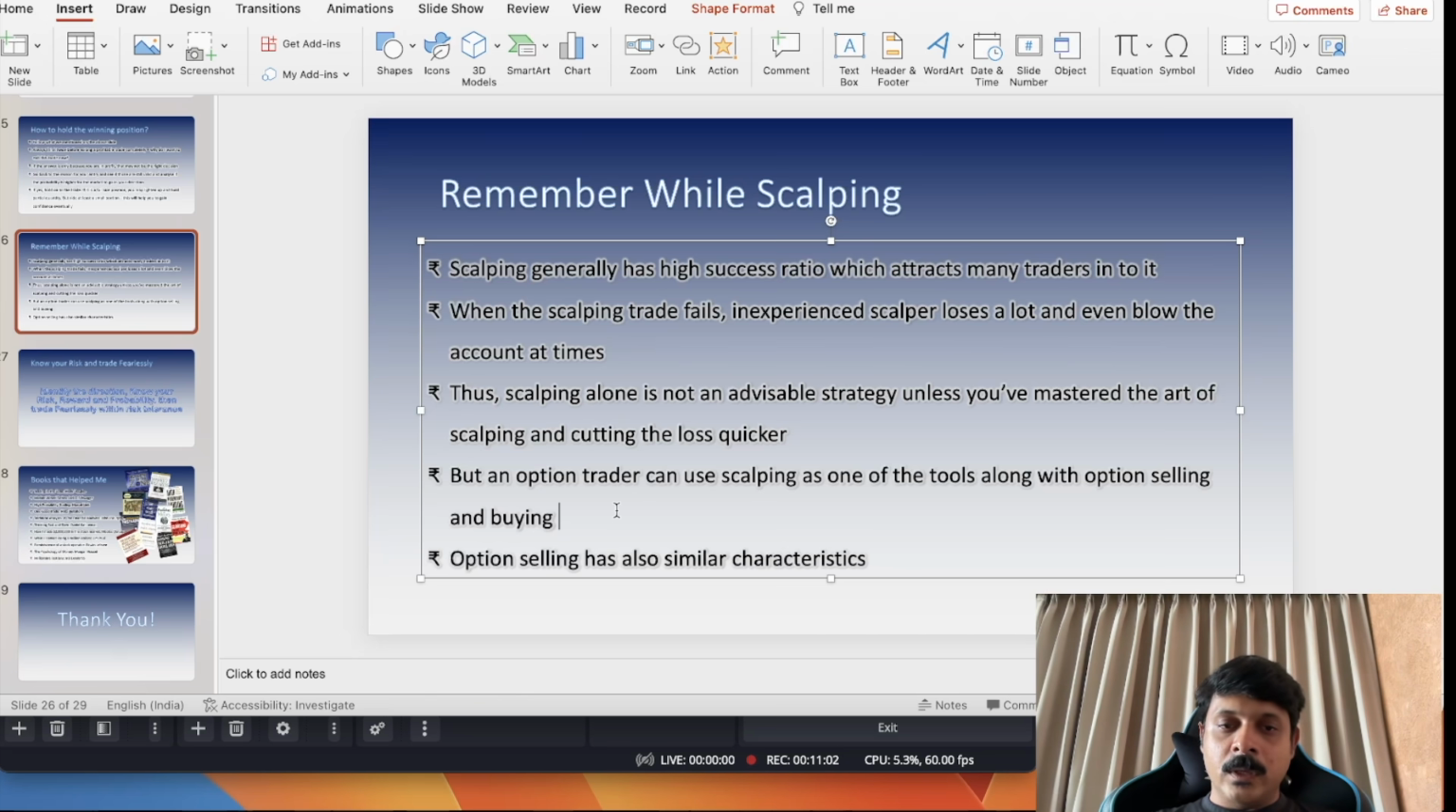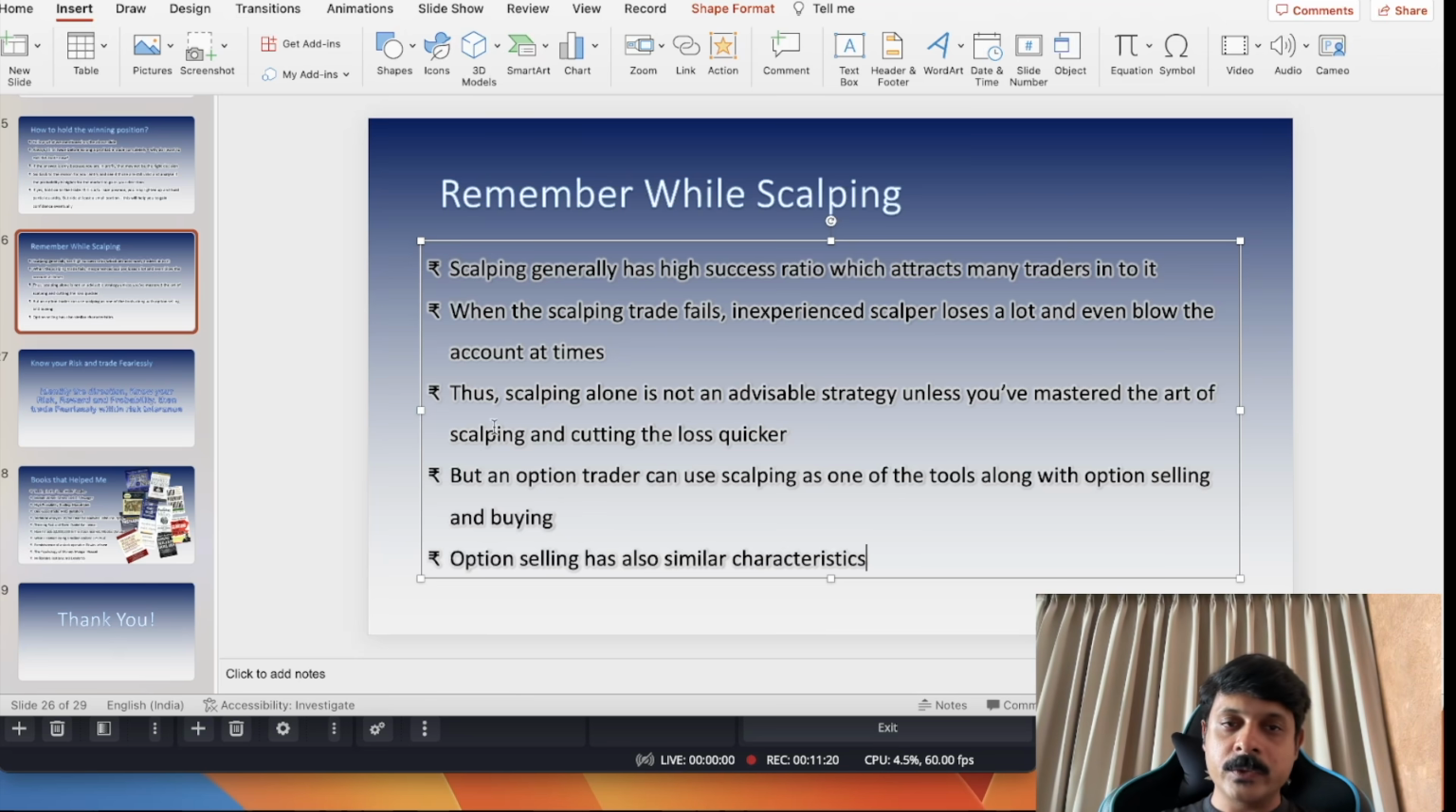Okay, so it is not that I don't scalp. I do scalping, but I don't use scalping as the only tool. It is one of the tools. Certain times the market is not favorable for riding trends. Those times I do the scalping. It's not that I don't do it.